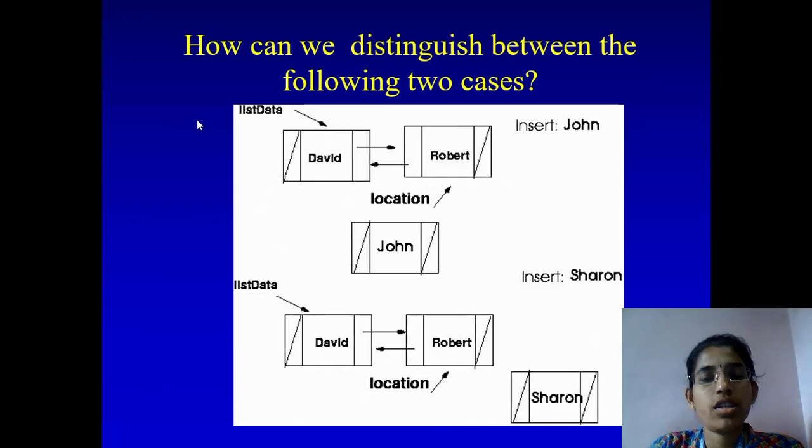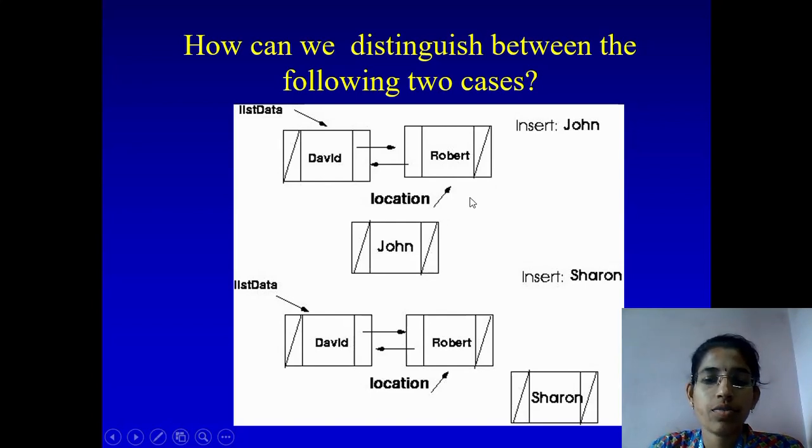We first change the Robert's next pointer. We want to insert, so Robert's next pointer points to the new node. Second, new node next equal to null. There is no element after John. So John next equal to null.